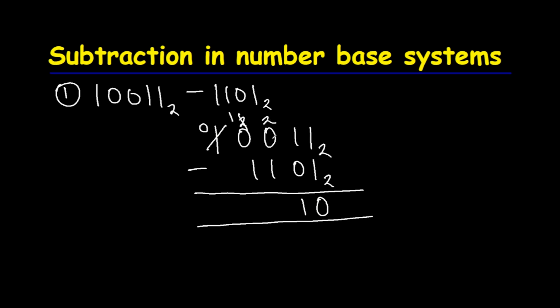So let's continue our operation. 2 minus 1 is 1. 1 minus 1 is 0. Then we bring down this 0 here. So therefore, our answer becomes 110 in base 2. So this is our answer.